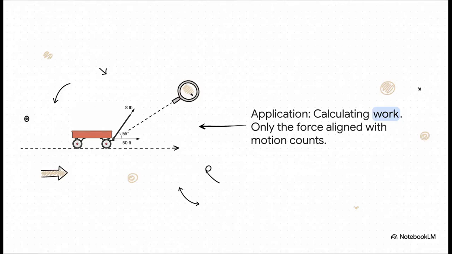And here is a perfect real-world example from physics. When you pull this wagon, you're pulling kind of up and forward, right? But it's only the forward part of that pull that actually makes the wagon move. The dot product lets you find exactly that useful part of the force, the component that's aligned with the motion, to figure out how much work you're actually doing.